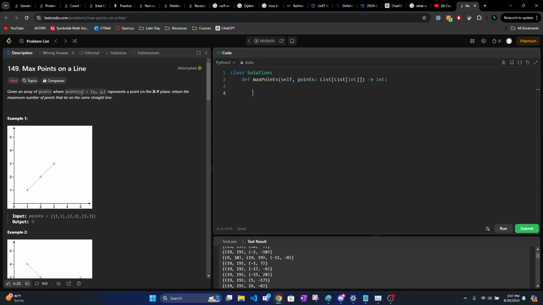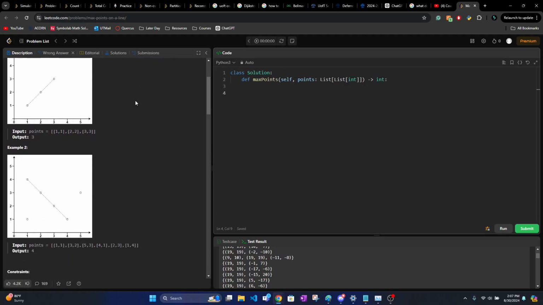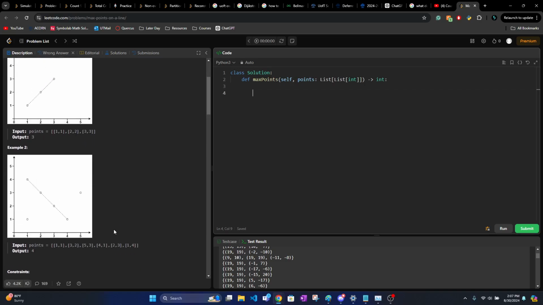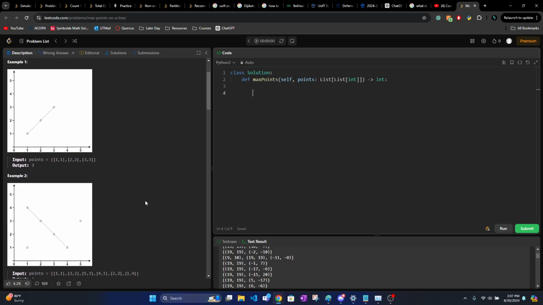So given an array of points where points[i] is the x and y coordinate, return the maximum number of points that lie on the same straight line. Okay, for here, they're all in the same line. For here, they're all in the same line. This is a computational geometry problem.